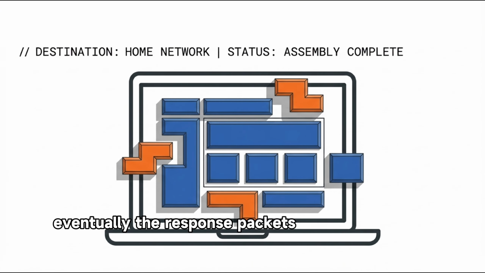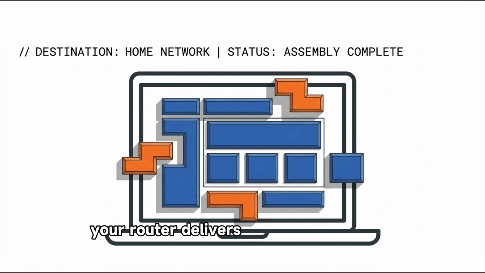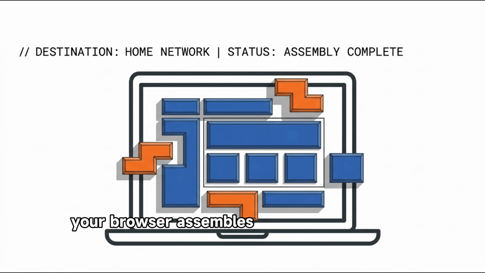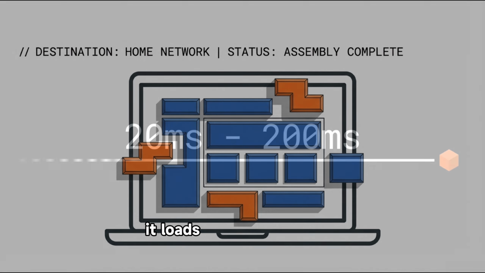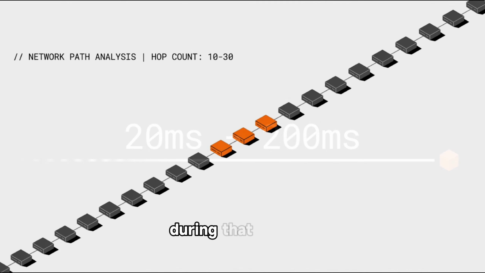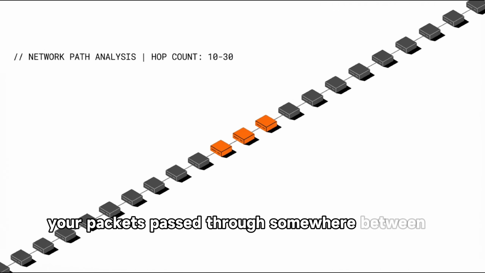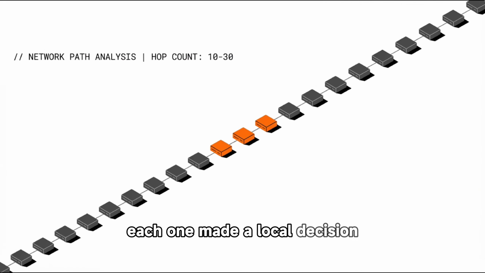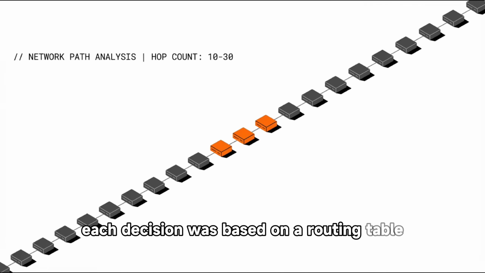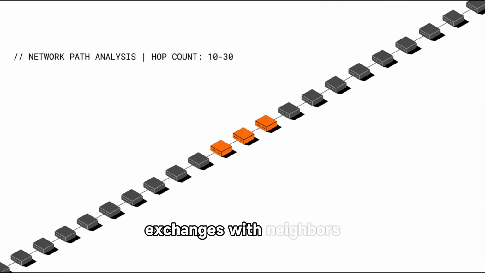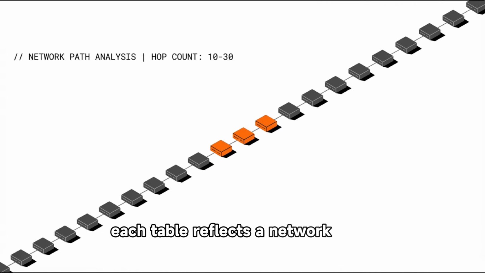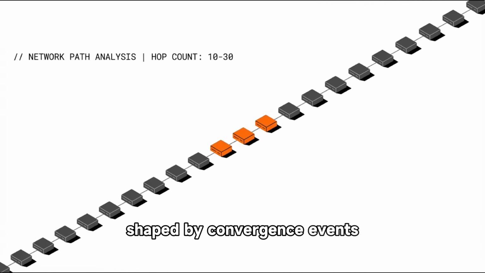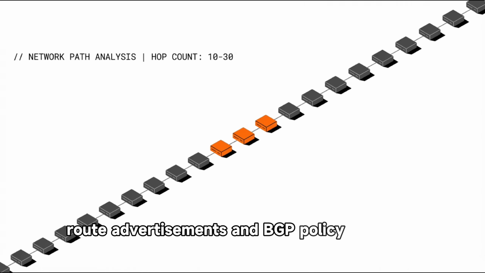Eventually, the response packets reach your home network. Your router delivers them to your laptop. Your browser assembles the packets into the web page. It loads. The whole journey, your request out, the response back, took somewhere between 20 and 200 milliseconds. During that window, your packets pass through somewhere between 10 and 30 individual routers. Each one made a local decision. Each decision was based on a routing table built from dynamic protocol exchanges with neighbors. Each table reflects a network state shaped by convergence events, route advertisements, and BGP policy decisions.